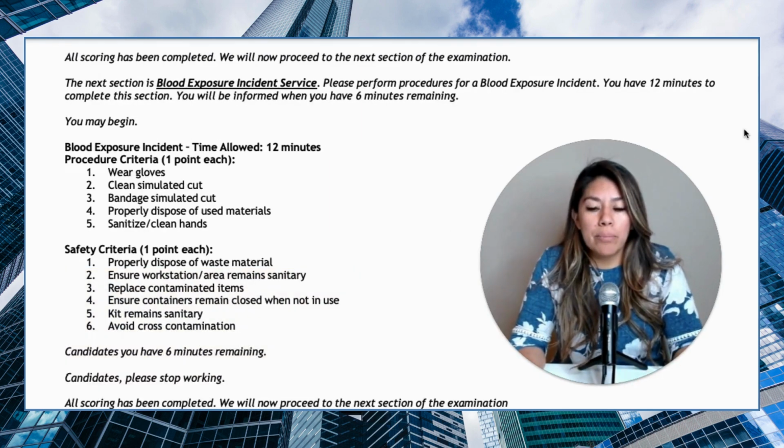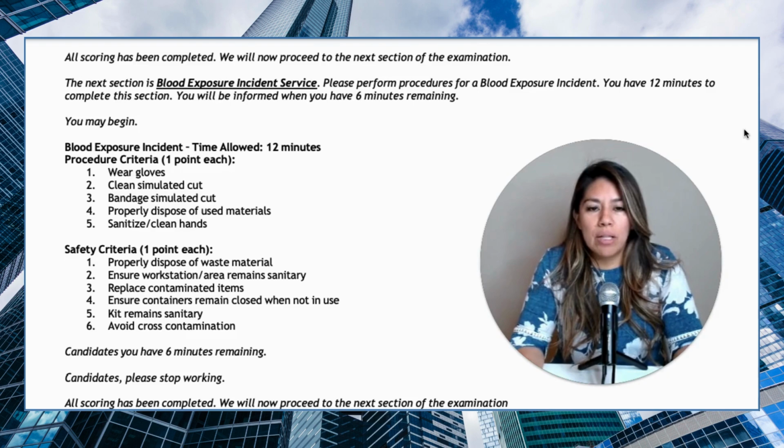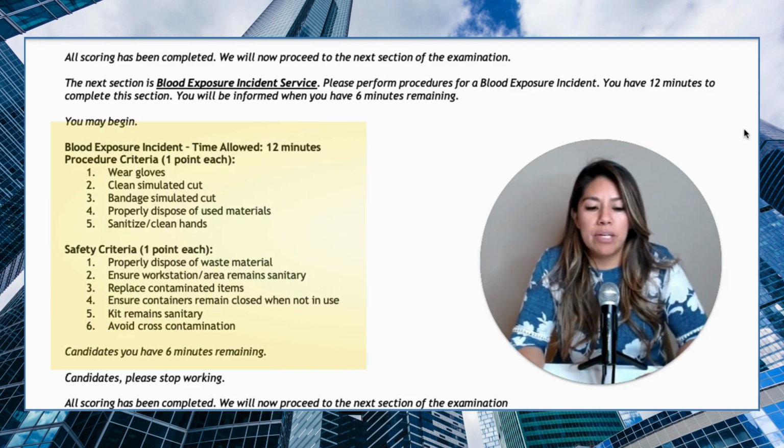After monomer and polymer, your next section is blood exposure incident service. You will perform the blood exposure incident and you will have 12 minutes to complete this section, and you will be informed when you have 6 minutes remaining. So again, make sure that you follow these steps and you follow your safety criteria.